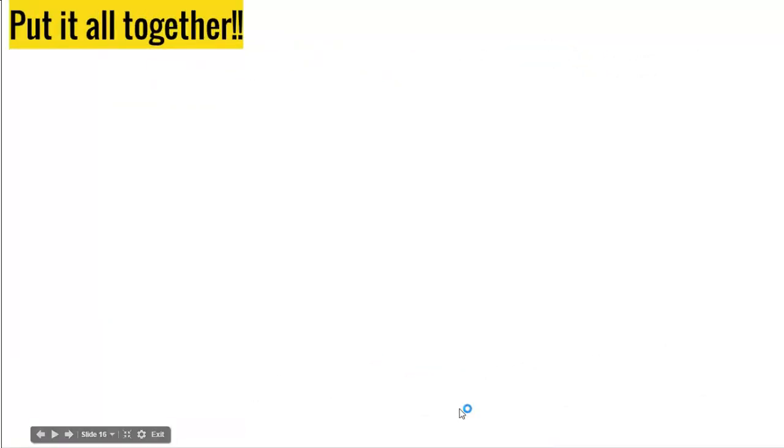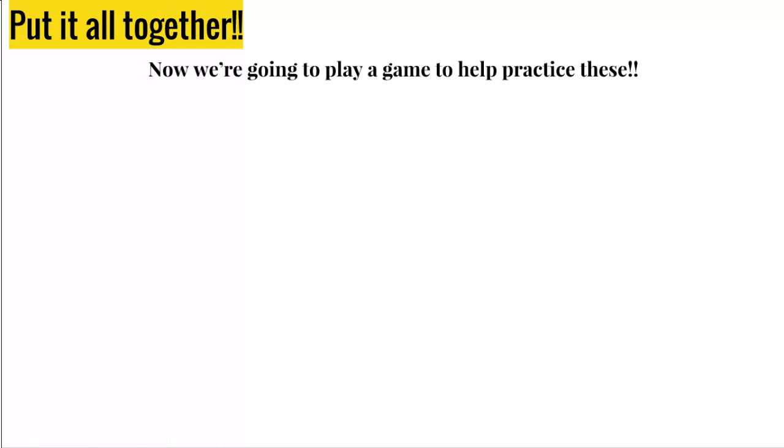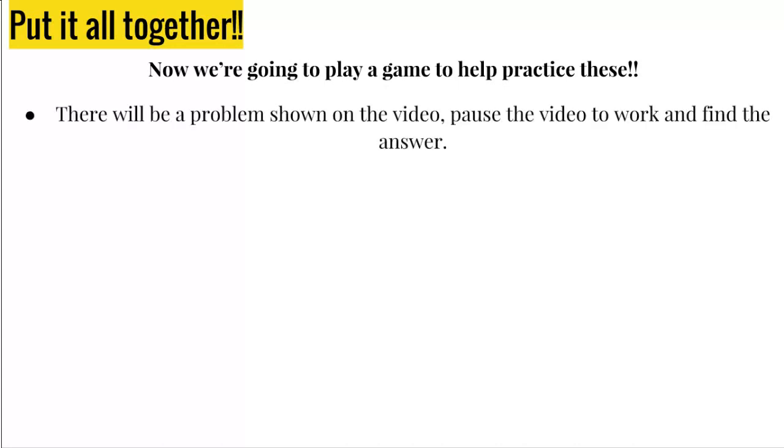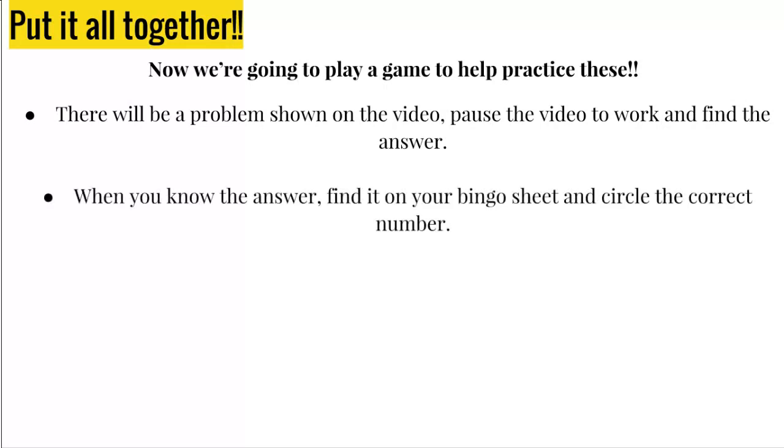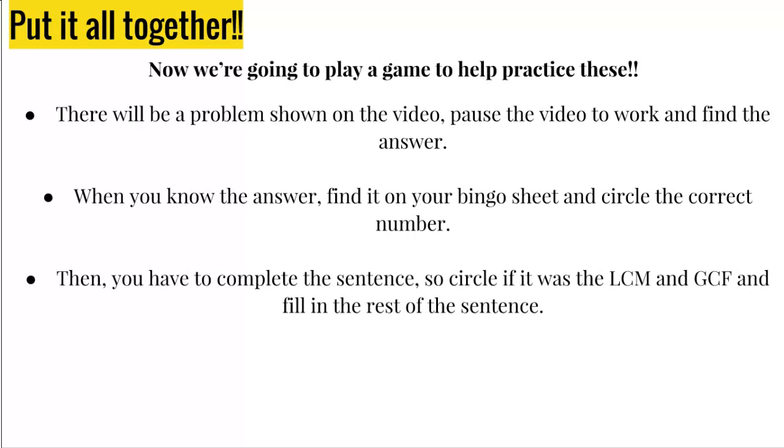Put it all together. Now we're going to play a game to help practice these. The bingo cards are found on the back of your worksheet. There will be a problem shown on the screen. Pause the video to work and find the answer. When you know the answer, find it on your bingo sheet and circle the correct number. Once you've found your number, you'll have to complete the number sentence. So circle if it was the least common multiple or the GCF and fill in the rest of the sentence.